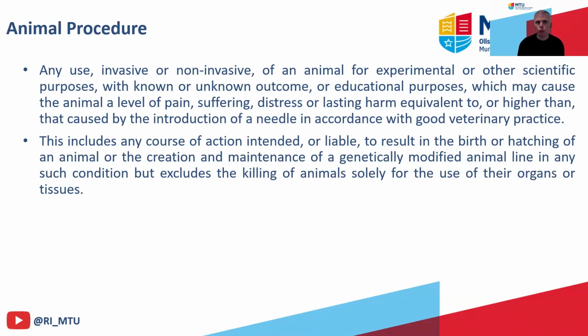So this includes any course of action intended or liable to result in the birth or hatching of an animal, or the creation and maintenance of a genetically modified animal line in any such condition, but excludes the killing of animals solely for the use of their organs or tissues. So a lot mentioned there again, but this just further explains what is actually covered by an animal procedure. And this would clearly be something that would require full ethical review.